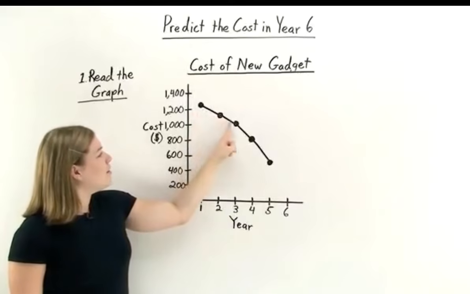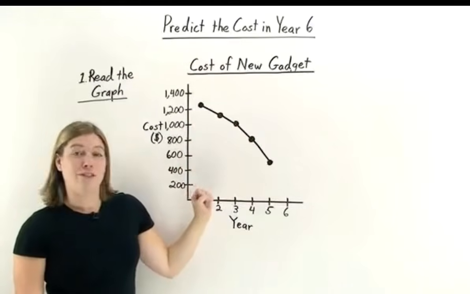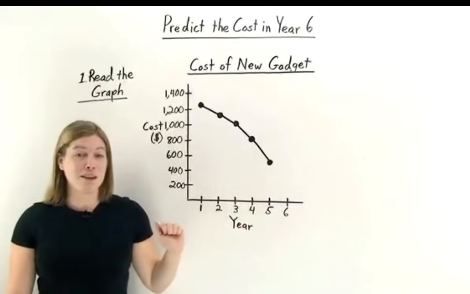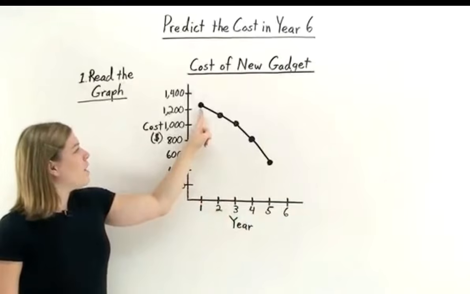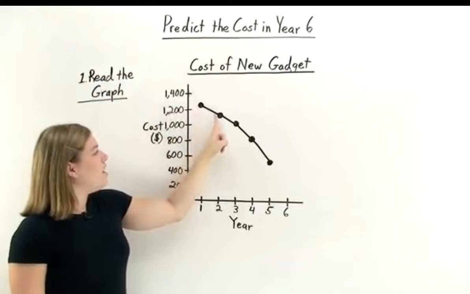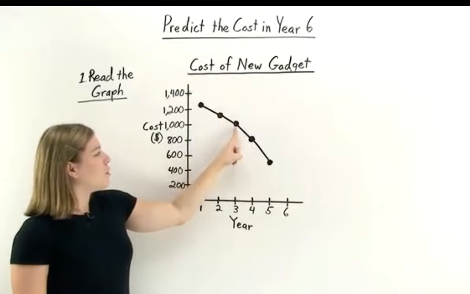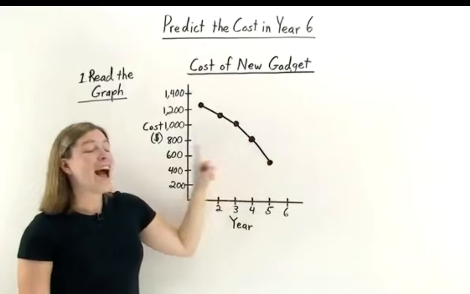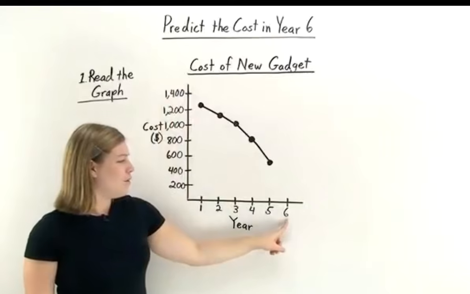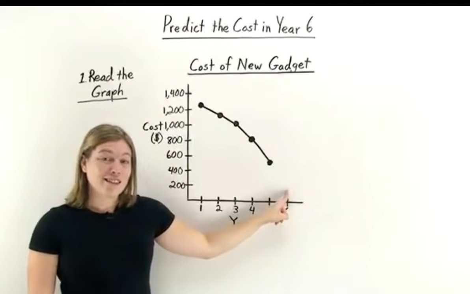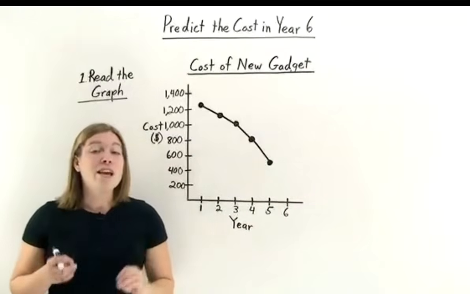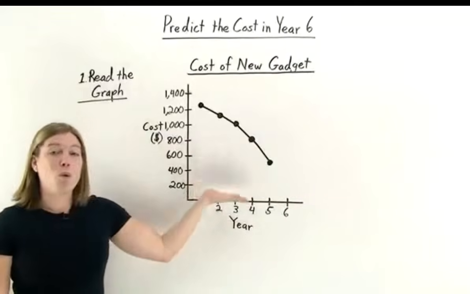Now, we have line segments that are connected together. This is a line graph. We are looking at the cost of this new gadget over time. If we take a look at year 1, we can see the cost of that new gadget was a little over $1,200. Then in year 2, that price dropped a little. Then in year 3, it dropped a little more, then a little more, and a little more. Now, we're trying to find the cost in year 6. But notice, our graph does not extend out that far. So how are we going to figure out that cost? Well, what we can do is make a prediction based on what we already see here.